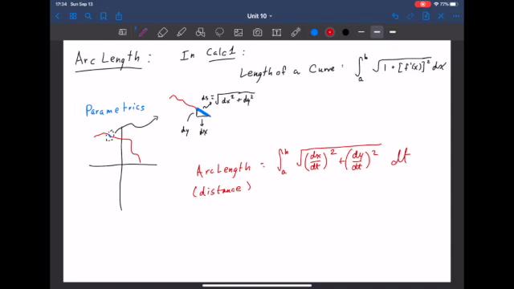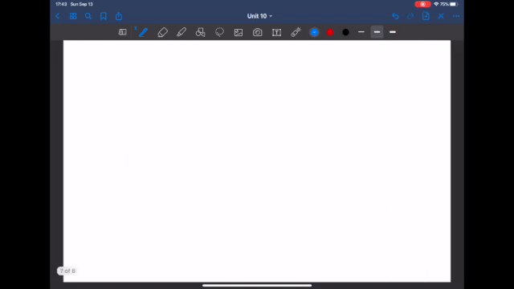I guess that top one from Calc 1 is useful because it would perhaps be easier to use in some cases, but a lot of times we like this just fine. So let's do an example. For this example, we're just going to find the formula. A lot of times these problems don't work out nicely.